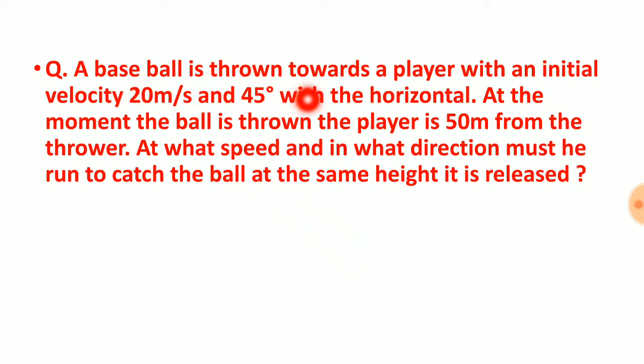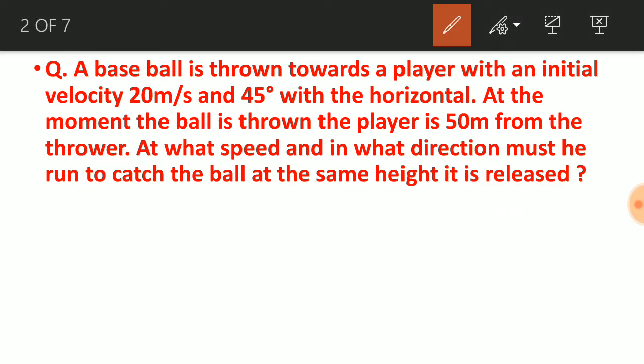A baseball is thrown towards a player with an initial velocity of 20 meter per second at 45 degrees with the horizontal. At the moment the ball is thrown, the player is 50 meter from the thrower. At what speed and in which direction must he run to catch the ball at the same height it is released? Now let us make this question easy.